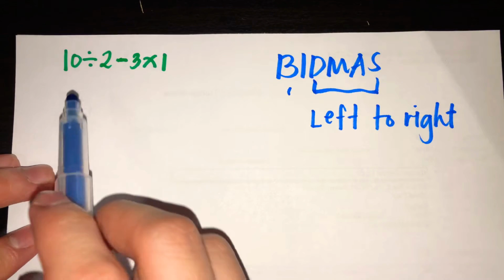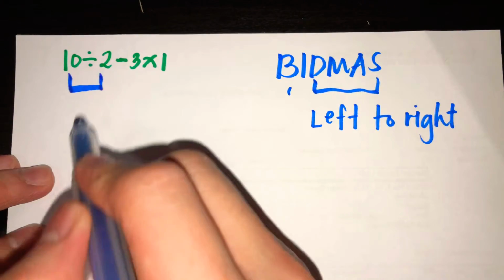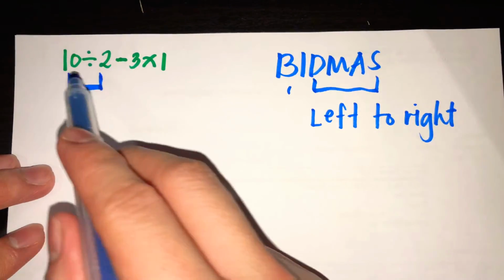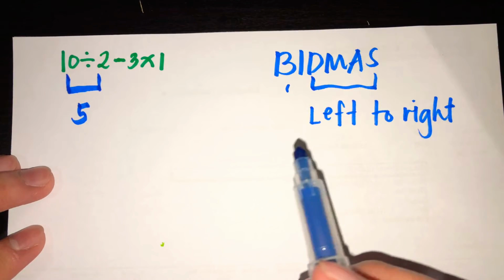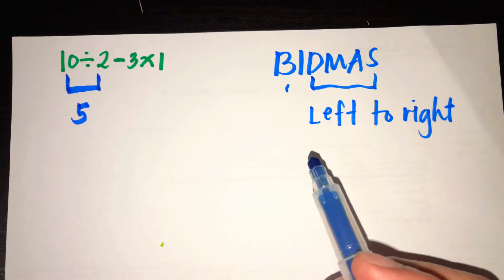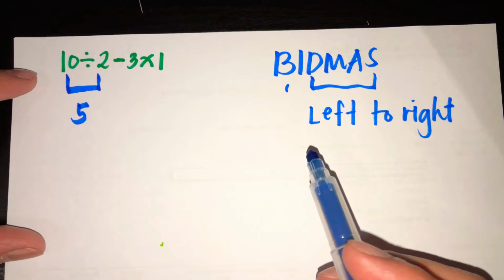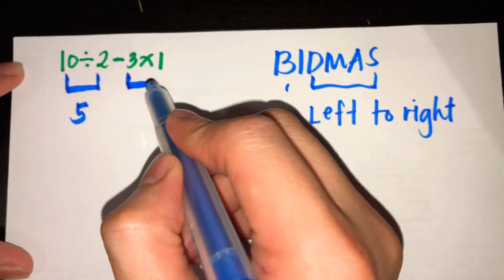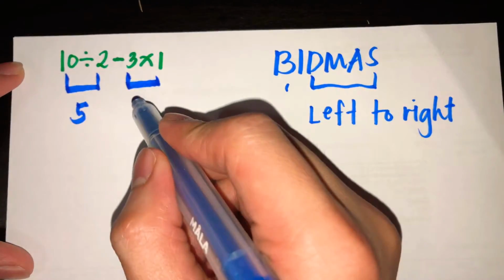So let's start. We have 10 divided by 2, which is 5. The next to division is multiplication, so they could change. It depends on which one is at the left and which one is at the right. As you can see here, division is at the left, so we will start first with division. The next is the multiplication, so we simplify this: 3 times 1 equals 3.